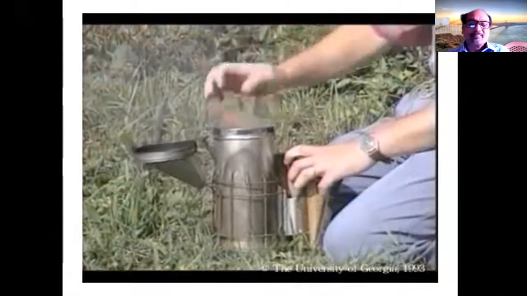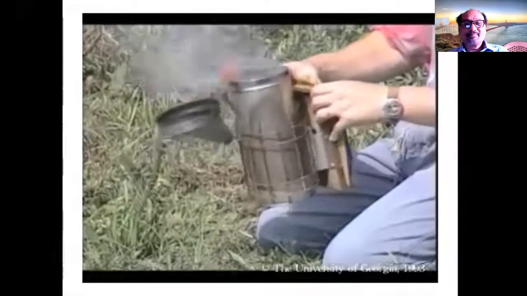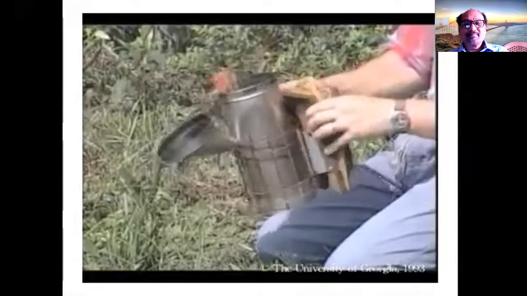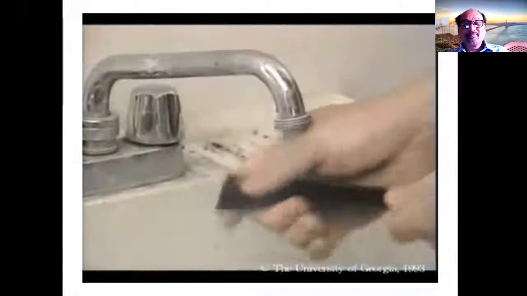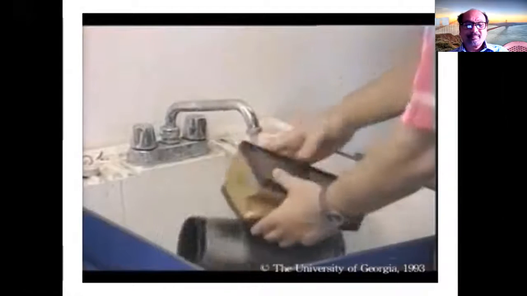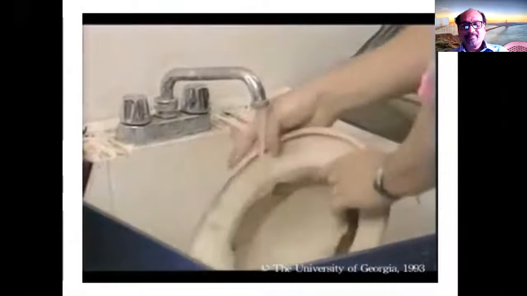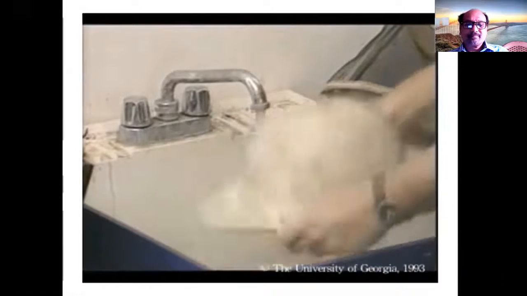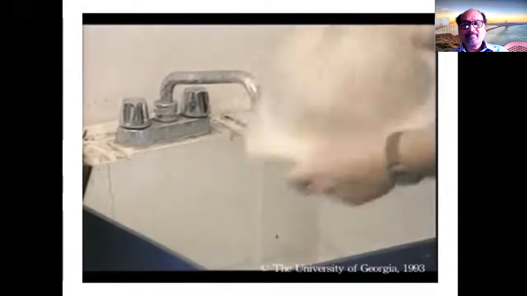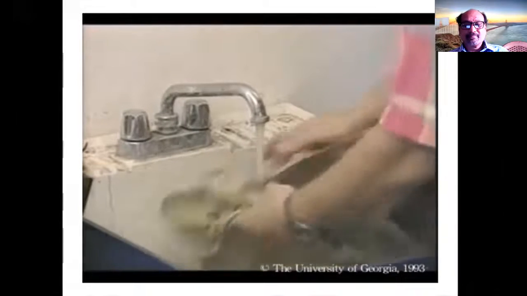Anytime you handle an AFB colony, clean up carefully to prevent contaminating other colonies with spores. First, heat sterilize your hive tool with a smoker before you leave the site. Back inside, wash any article that touched infected bees or equipment. Most of all, wash your hands.